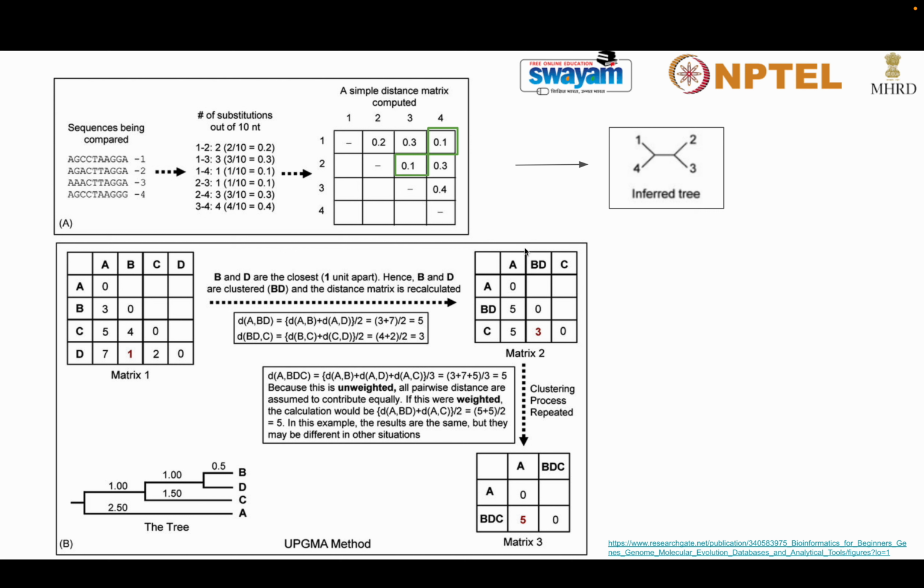This method is based on the recalculation of the distance matrix and clustering the individual sequences or the things which you have taken. So here, in the new matrix, we will cluster BD together and now we'll look for the difference of these BD from other sequences.